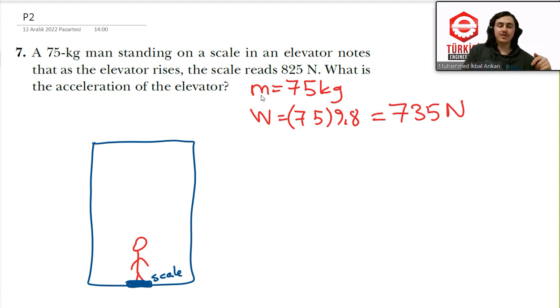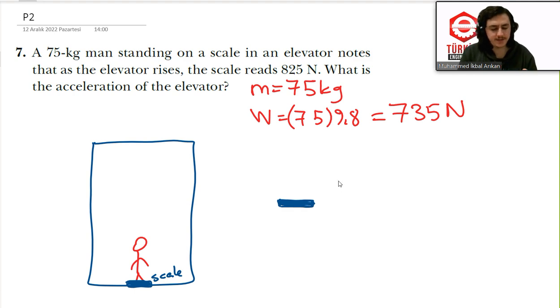Okay, so if the elevator is moving with an acceleration and is not moving with a constant velocity, that means you must feel a different weight. So this scale will read another weight, as you see here. So I can calculate the acceleration. So let's take this scale and make a free body diagram.